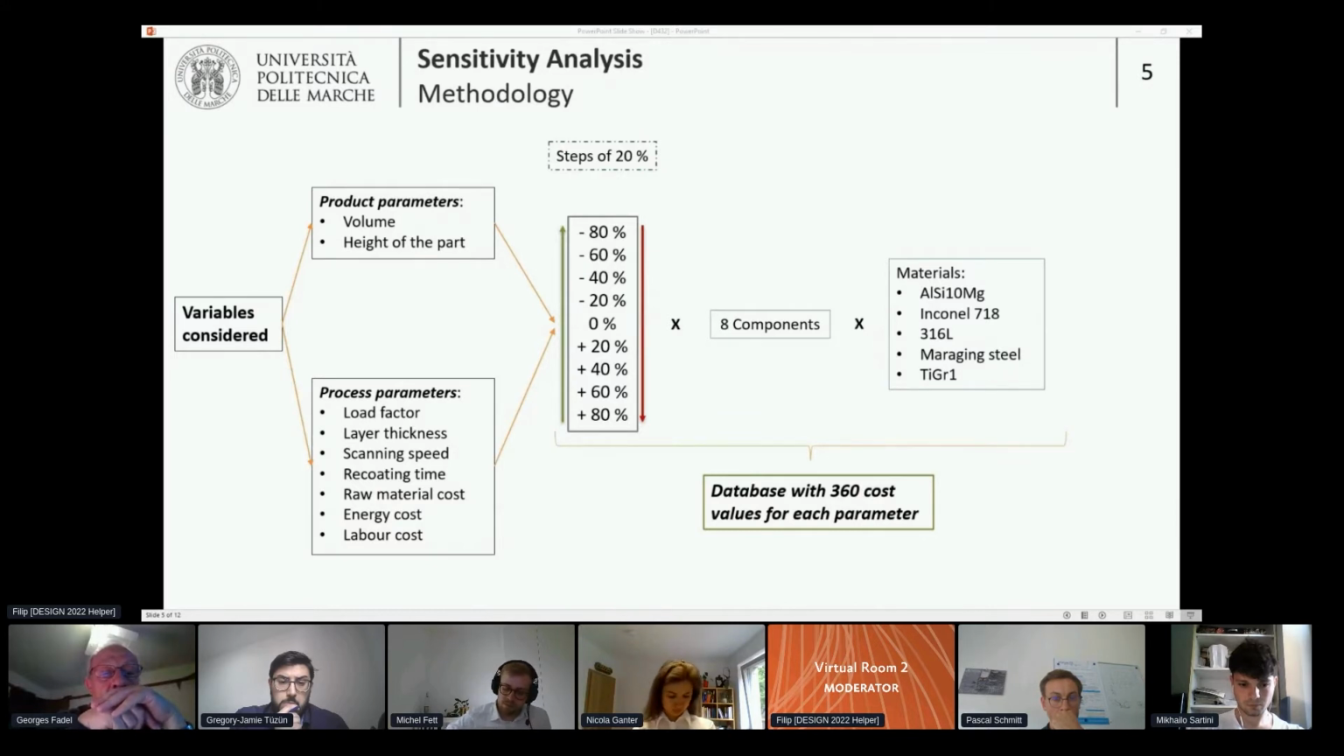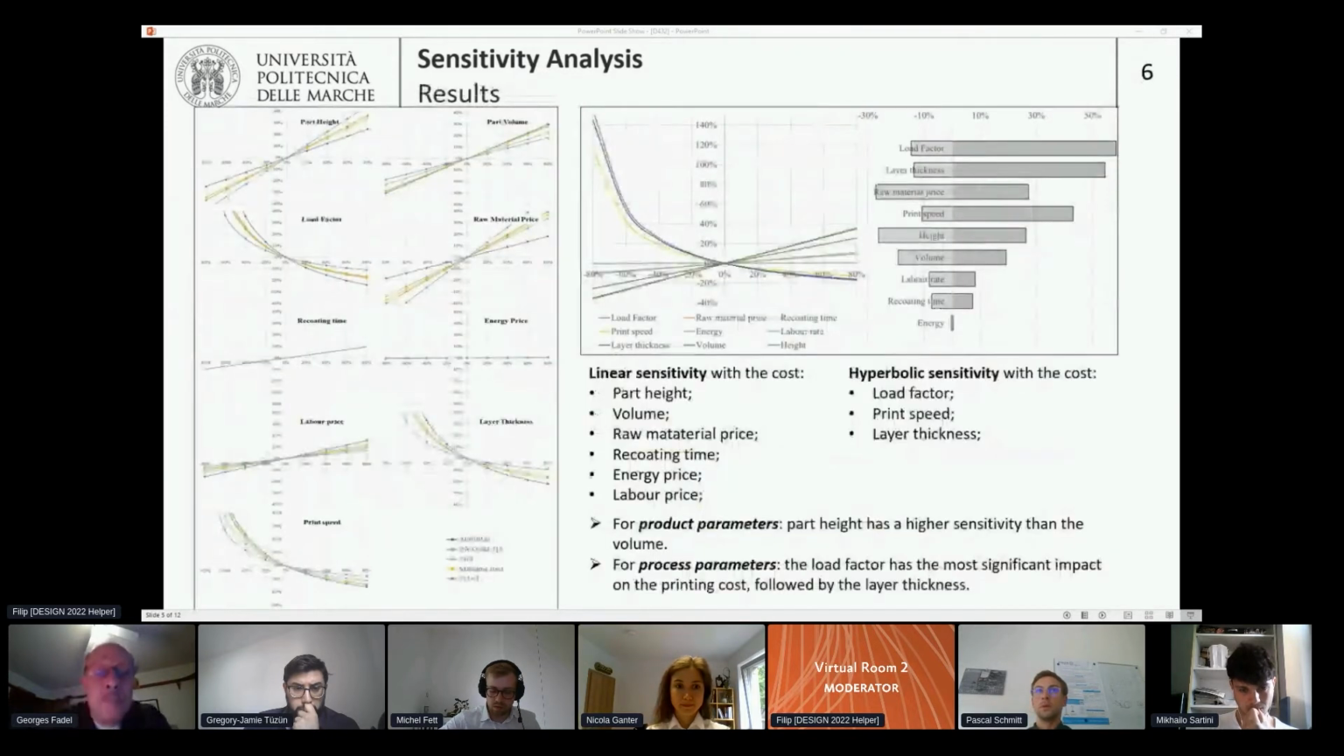For each parameter, 9 observation values are determined. Furthermore, the cost model updates automatically the dependent process parameters when changing the observed variable. Considering our 8 components and 5 different materials, we obtain a database with 360 cost values considered for each observed parameter. Analyzing the trends result for the product parameters, titanium has the highest cost sensitivity concerning the part height, with a value approximately double that of aluminum.